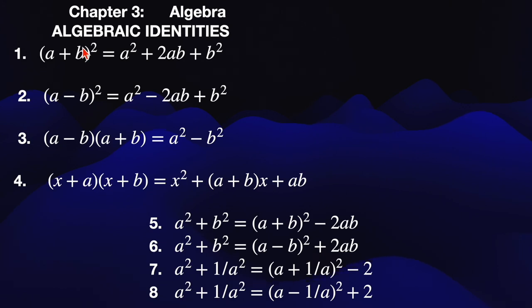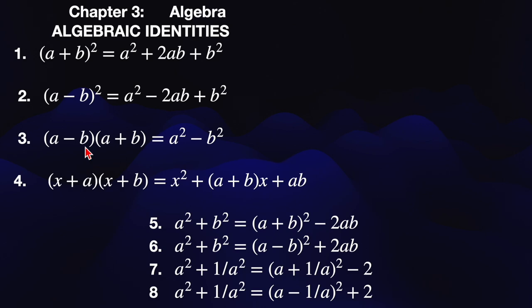So, we are going to study about algebraic identities or formulas. These are identities which will help us to either expand or factorize a polynomial. First one is (a + b)² = a² + 2ab + b². (a − b)² is a² − 2ab + b². (a − b)(a + b) is equal to a² − b².